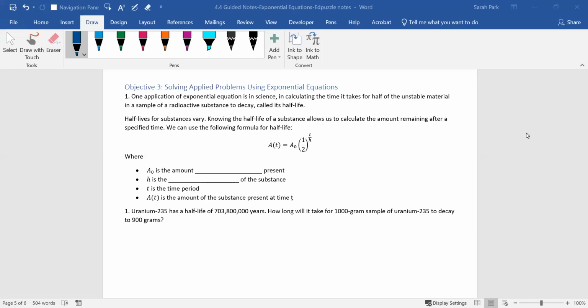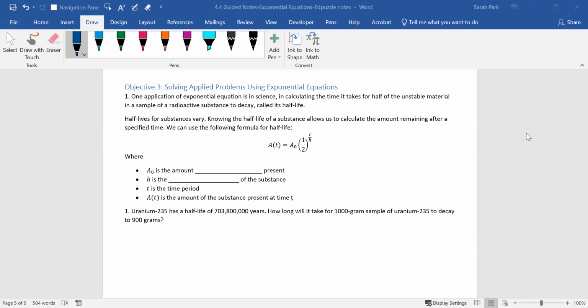Okay, the third objective, we will look at applied problems using exponential equations. And the first application we'll look at considers half-life. Half-lives of different substances vary. And how this is helpful in science is knowing the half-life of some element helps us calculate the amount remaining after a specified time. So here we have the half-life formula.